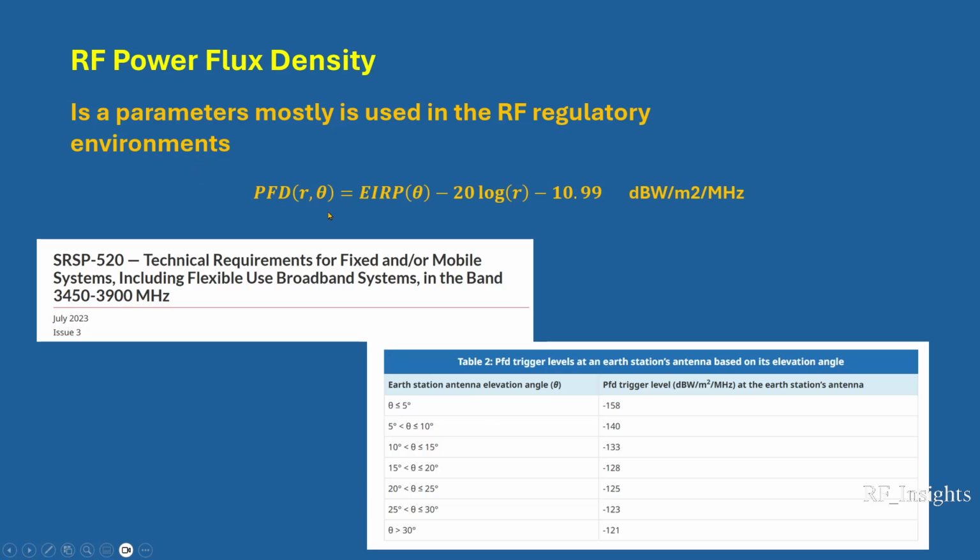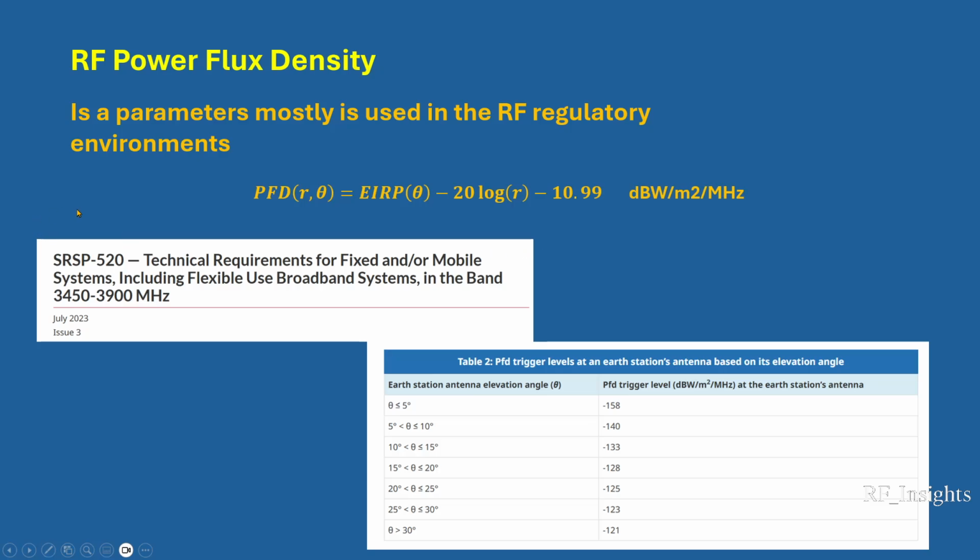So if you convert the PFD from linear to decibels, we will have this formula here. The PFD is EIRP minus the distance term and minus 10.99, which I believe is 10 log of 4 pi, right? Now you have the units also changed, dB watt per square meter per megahertz, right?